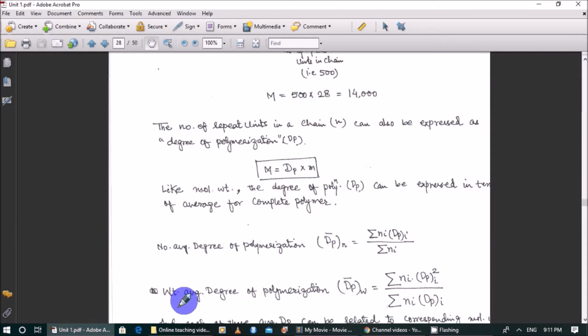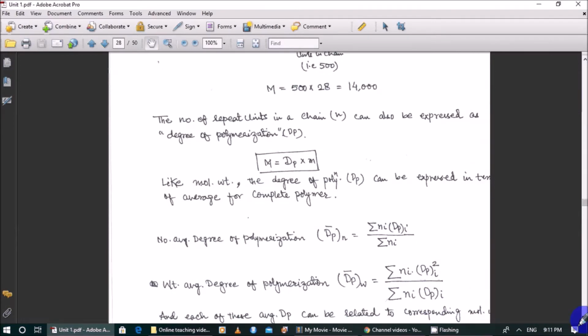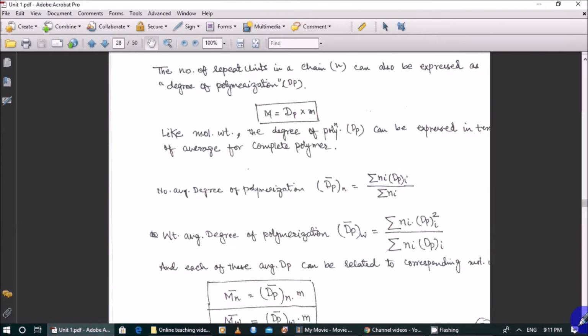Similarly, we can calculate the weight average degree of polymerization just like weight average molecular weight. So it will be dP bar subscript w is equal to sigma ni dpi square over sigma ni dpi. If you look at the formula for weight average molecular weight, it was sigma ni mi square over sigma ni mi. So here mi is replaced with dpi.